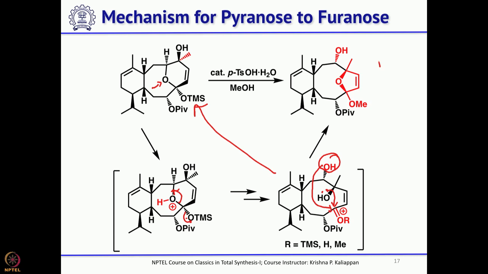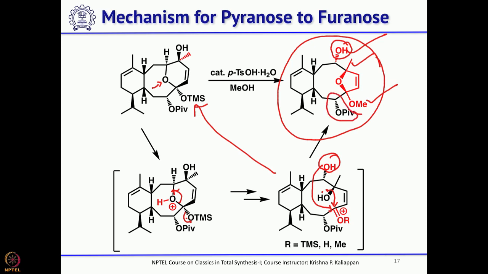So now this is very easy to see: all the functional groups required for the synthesis of eleutherobin are in place. You have a hydroxyl group here, then the OMe is there, methyl also, and what you need to do is convert this into the enol triflate, and also esterify the northern hemisphere hydroxyl group. These are the two things he needs to do to complete the total synthesis of eleutherobin.